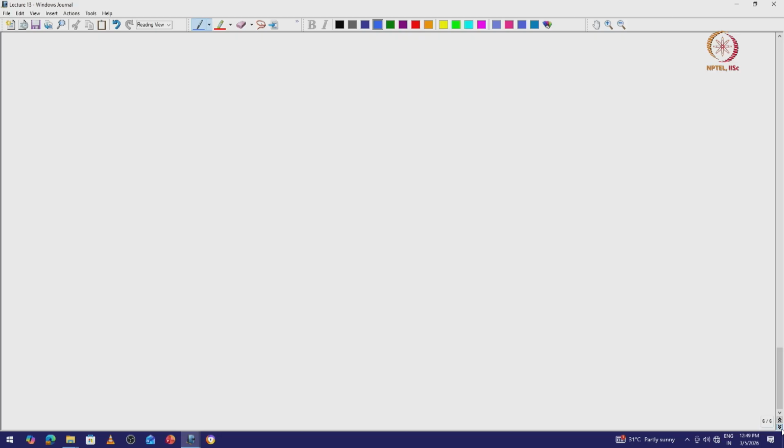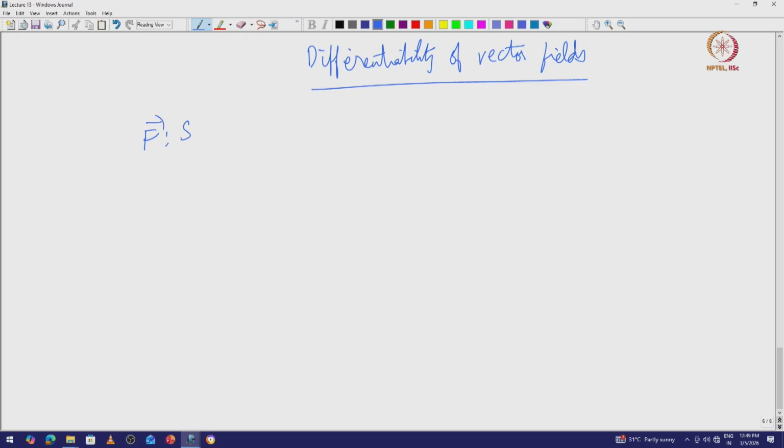Before we go to that, let's now talk about differentiability, but not just of scalar fields, but of vector fields. Yeah, so we'll deal with differentiability of vector fields. Right, so what is a vector field? A vector field is simply a function, a vector valued function.